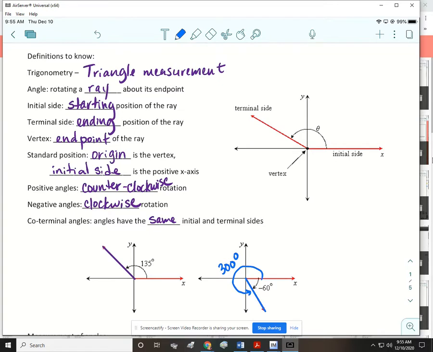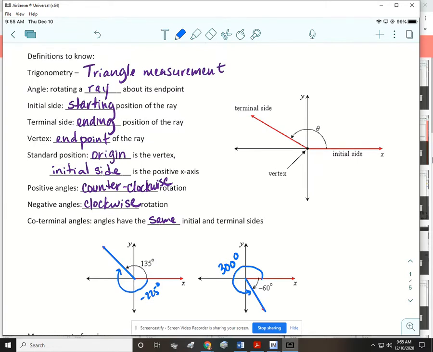All right, and then I could do that also with the 135. So I start at the positive x-axis, and then I rotate in a clockwise direction. That's going to be negative 225 degrees. So the starting and ending positions are the same. We just took a different route to get there. Those are coterminal angles.